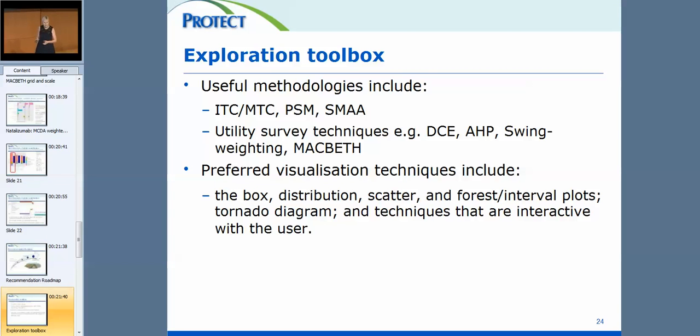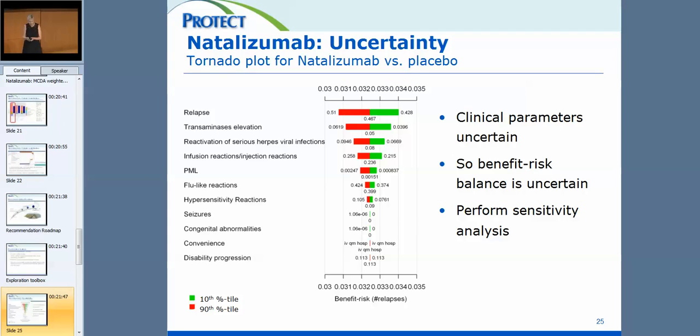To explore the assumptions, again, there's a host of methodologies and visualization techniques. This is a tornado plot, and I apologize to those who are red-green colorblind; when you've reviewed my slides, I'll have to talk about left and right. That's the kind of feedback we need, but I couldn't get it changed in time.